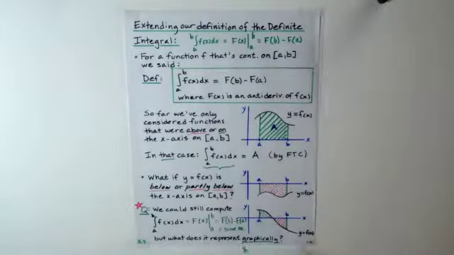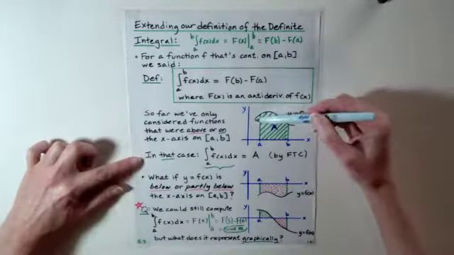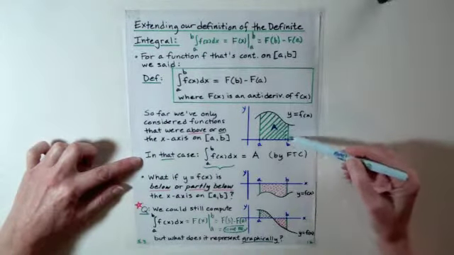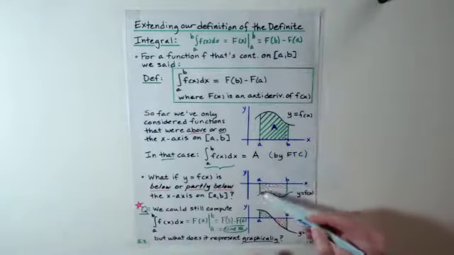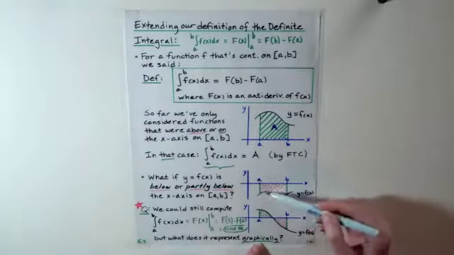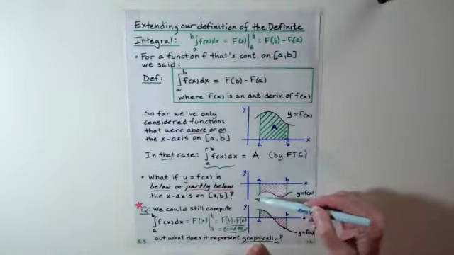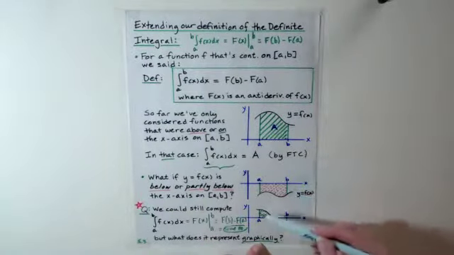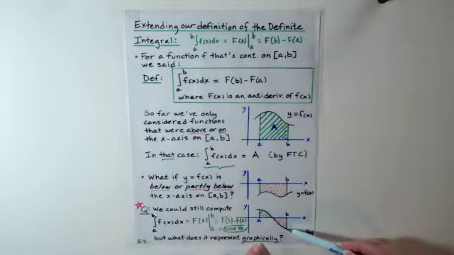But the question is, what does this number that you end up with represent graphically? We said in the case that the function is above the x-axis, it represents the area underneath the curve. But does it still represent the area between the curve and the x-axis if the function is below the x-axis on the interval from a to b? Or if it crosses somewhere in between, does this number represent the total area between the curve and the x-axis? We don't really know. We haven't talked about that.